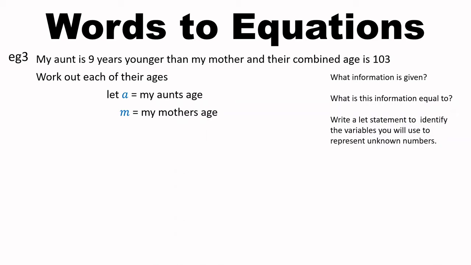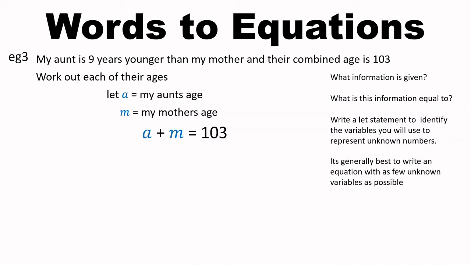When choosing a variable, it's always a good idea to choose a letter that's going to remind you of what it represents. So A for aunt and M for mother. My aunt's age plus my mother's age must add to make 103. That's a nice simple equation. However, we can't possibly solve this equation because there are two values that we don't know. We don't know my aunt's age and we don't know my mother's age.